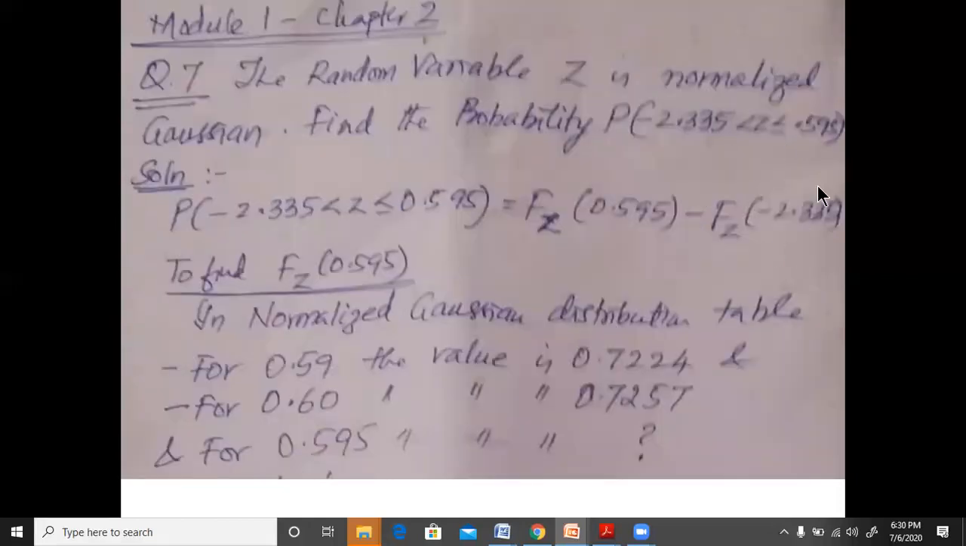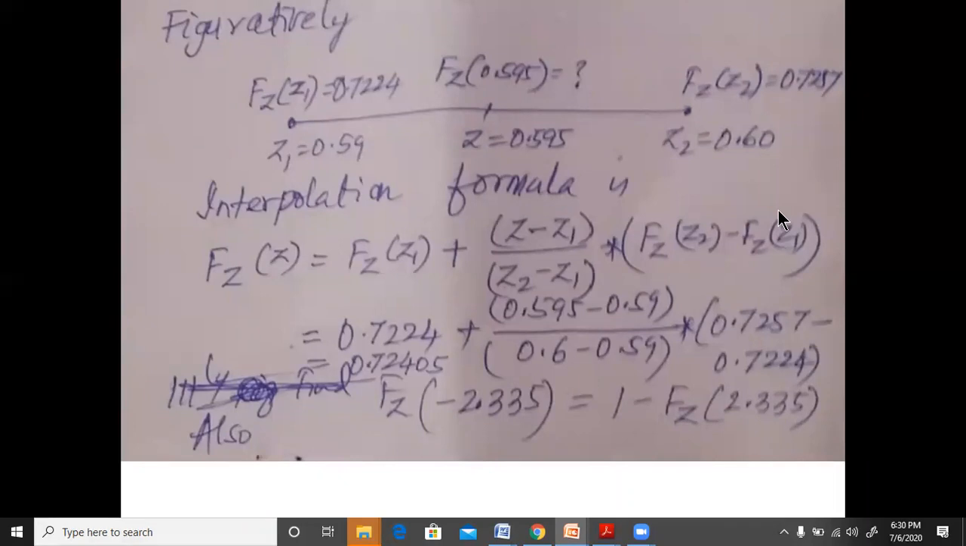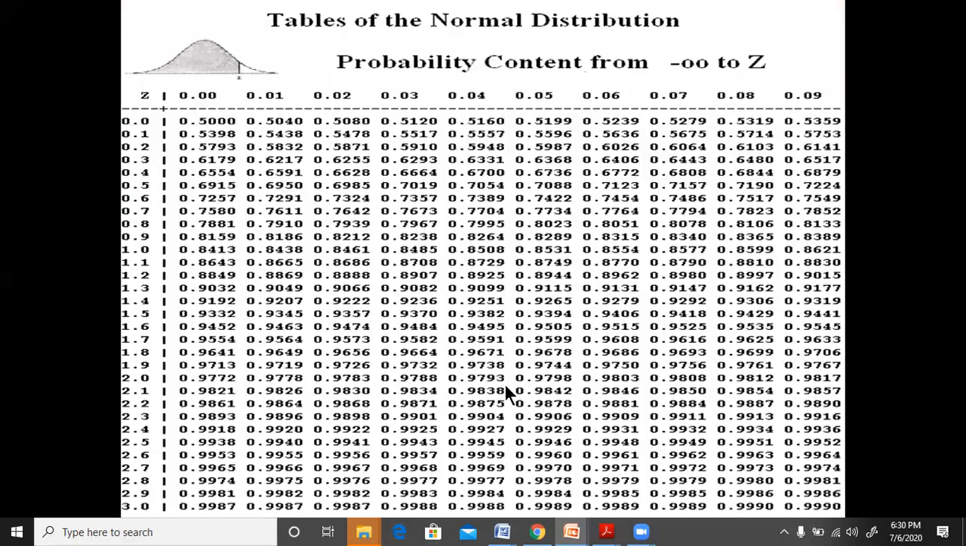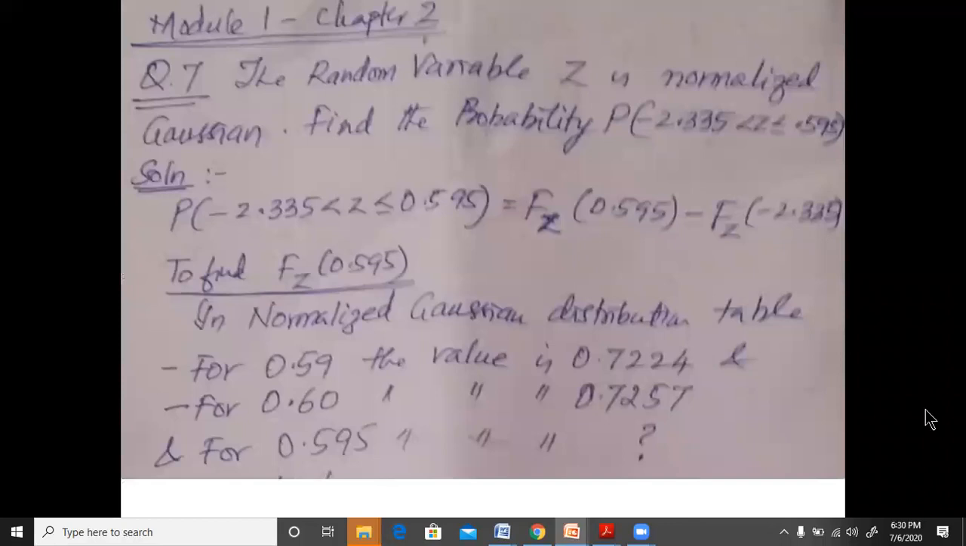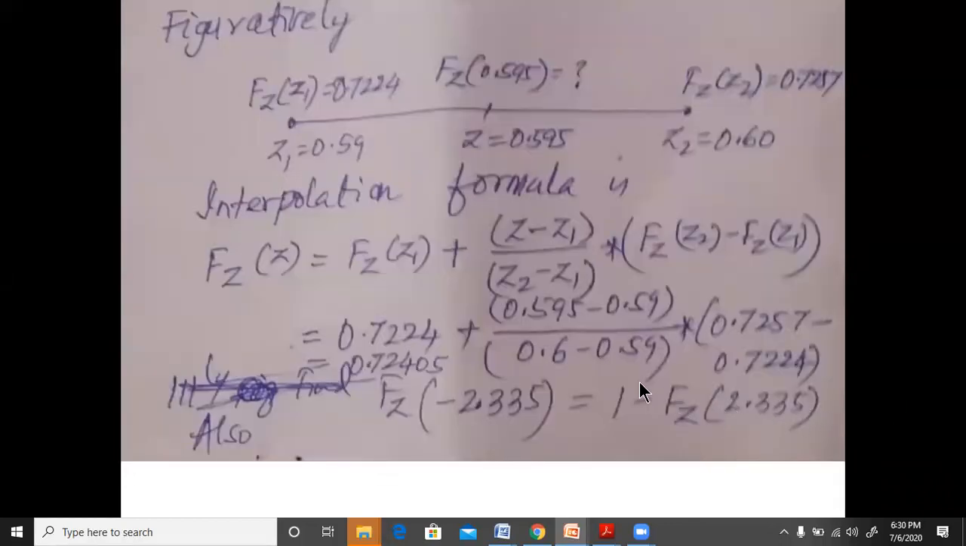Also, we need to find Fz(-2.335). That value is 1 minus Fz(2.335). Negative values are not available in our Gaussian table. Here only positive values are there. So to get the negative value, we need to write it in this form, 1 minus Fz(2.335).